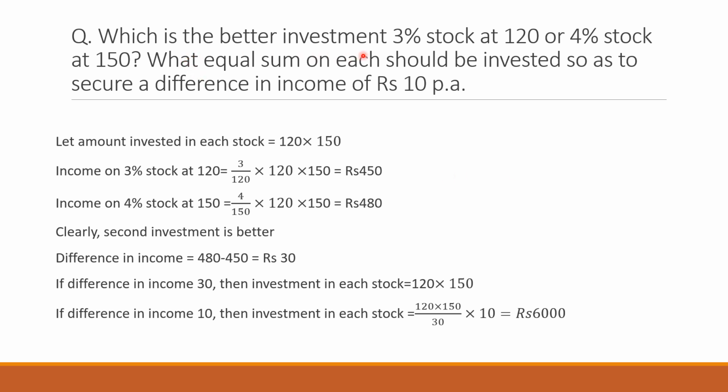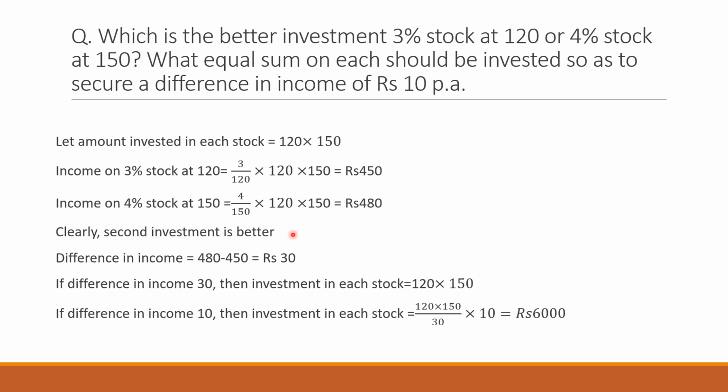Next question. Which is better investment? 3% stock at 120 or 4% stock at 150? Another part of the question is, what equal sum on each should be invested so as to secure a difference in income of 10 rupees per annum? So first of all, let us deal with the first part of the question, which is the better investment, 3% stock at 120 or 4% stock at 150. Let the amount invested in each stock, I told you, be 120 multiplied by 150. Now income on 3% stock at 120 will be 3 upon 120 multiplied by 120 into 150, which is 450. Now income on 4% stock at 150 will be 4 upon 150 into 120 into 150, which is 480. So you are getting more income in the second case, therefore the second investment is better.